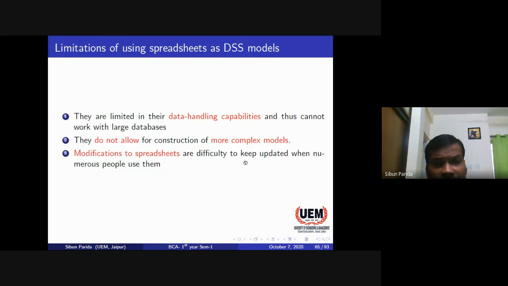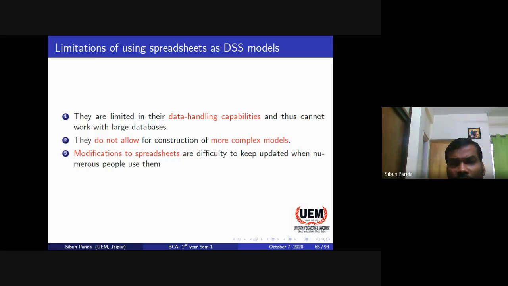Now there are some limitations also for the DSS, because you are using spreadsheets, like your Excel or your notebook, all these things. So they are limited in data handling capabilities. You cannot store 20 GB of data in Excel. You are unable to operate 20 GB of data in a single Excel.